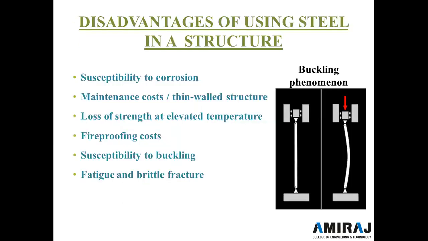Going further, what are the disadvantages of using steel in a structure? First is susceptibility to corrosion. It requires corrosion protection because the structure is made from steel, and steel in contact with water will start the process of corrosion, right? So it requires some protection or some type of layers, right? Next is maintenance cost or thin wall structures.